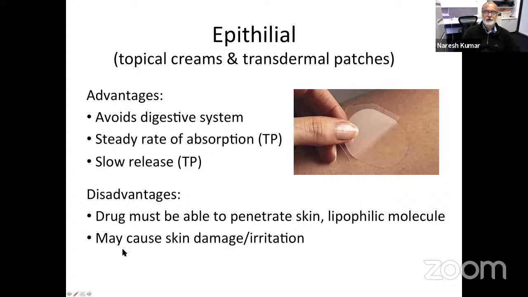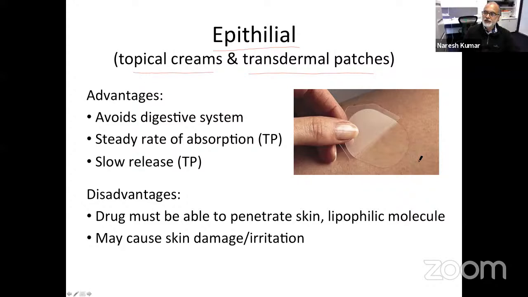The other way drugs are typically used is epithelial. By epithelial, we just mean it can be some sort of topical cream or a transdermal patch, as shown on this screen. So you can take a drug and just rub it on your skin, and from the skin it is absorbed into the bloodstream.